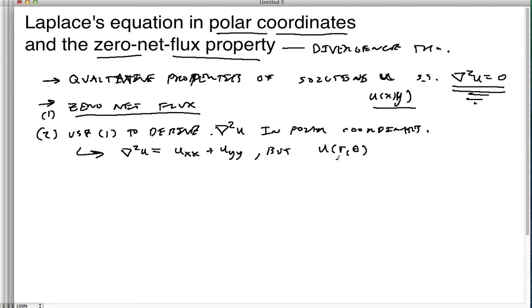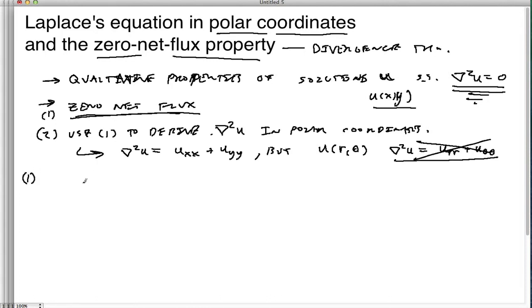Naively we could think that the Laplacian in this case would just be u_r plus u_theta theta, but that turns out to not be true. And we're going to actually use the zero-net-flux property in order to derive it correctly. So we'll figure out a good representation of what the Laplacian is. So what is that zero-net-flux? We'll get back to that.